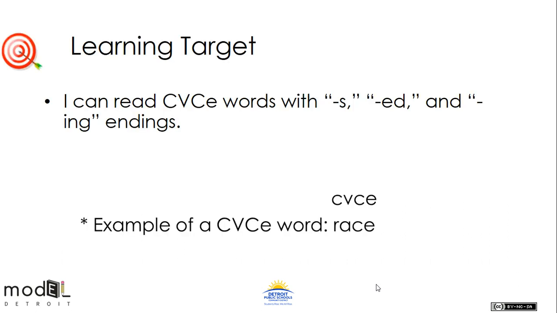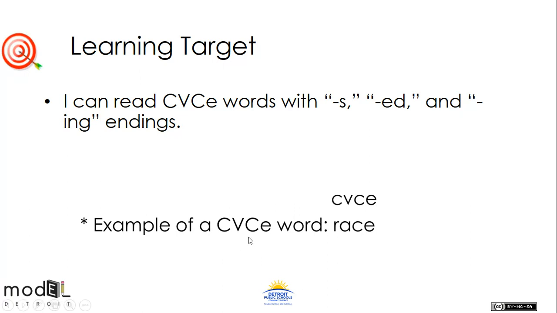Our learning target for today is I can read CVCe words with S, ED, and ING endings. Now it's your turn. Repeat after me. I can read CVCe words with S, ED, and ING endings.